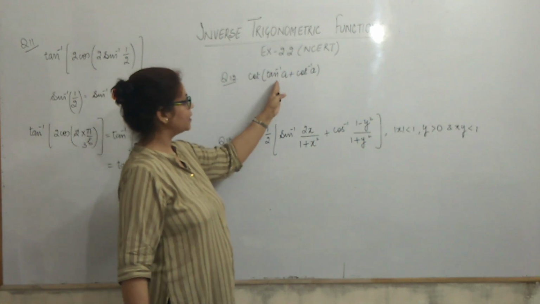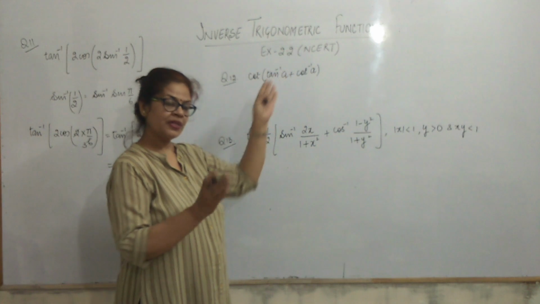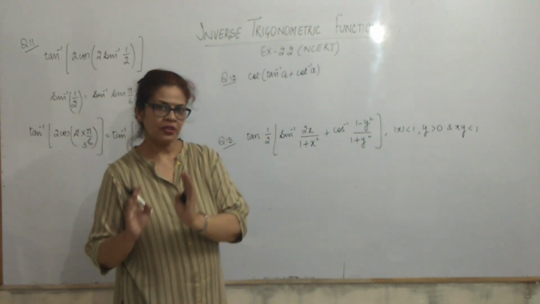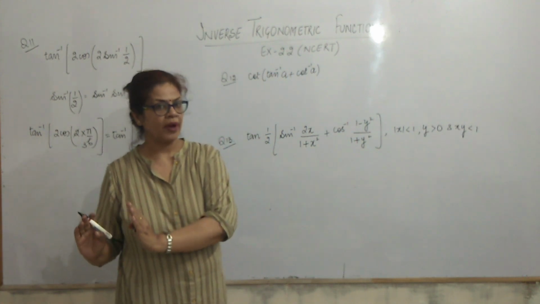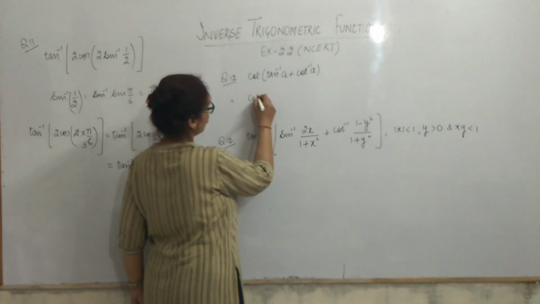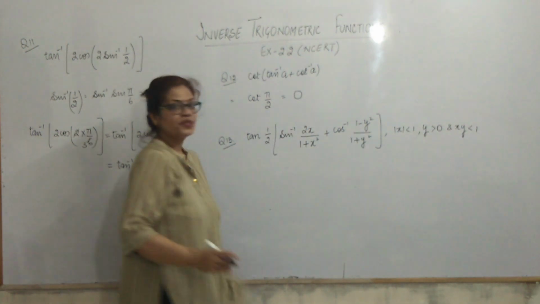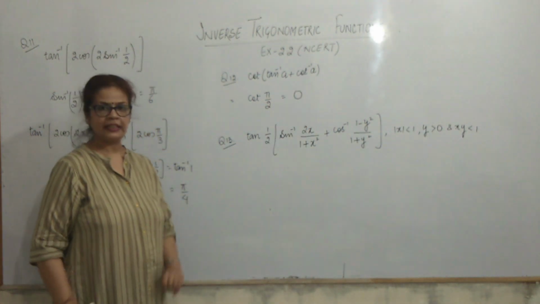Now, moving to the next question. Cot of (tan inverse A plus cot inverse A). You remember tan inverse x plus cot inverse x is equal to pi by 2. So this can be written as cot pi by 2. And cot pi by 2 is 0. So simple.